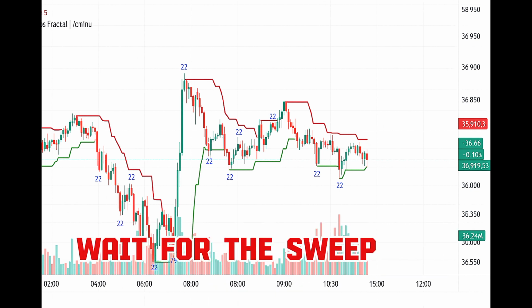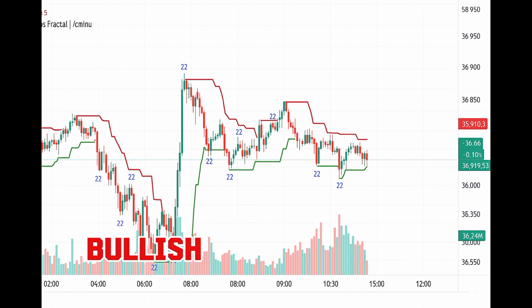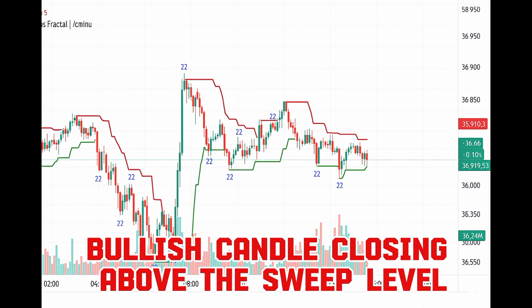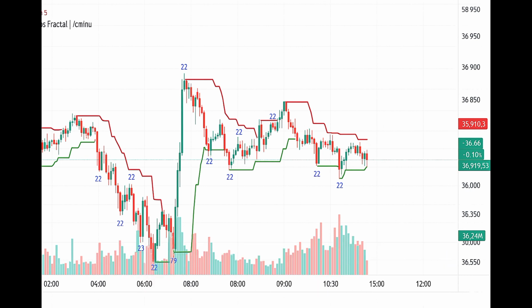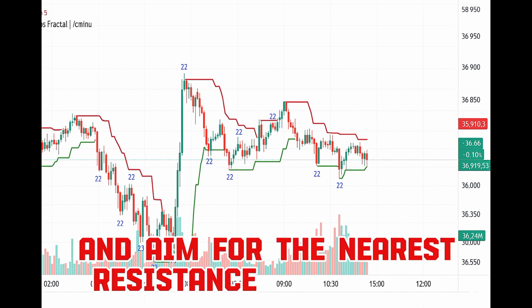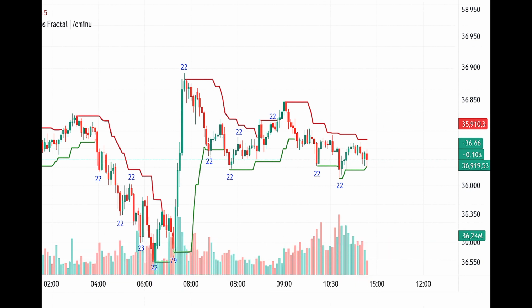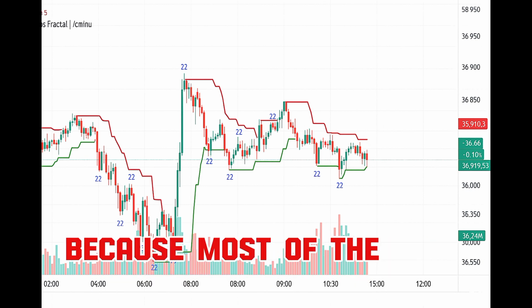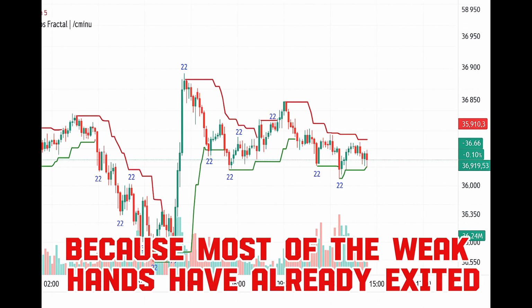Wait for the sweep, then look for a high-volume bullish candle closing above the sweep level. That's your green light. Set a tight stop loss below the wick and aim for the nearest resistance or ATR band. These trades work because most of the weak hands have already exited.